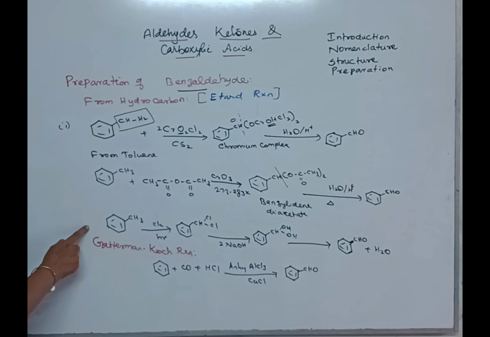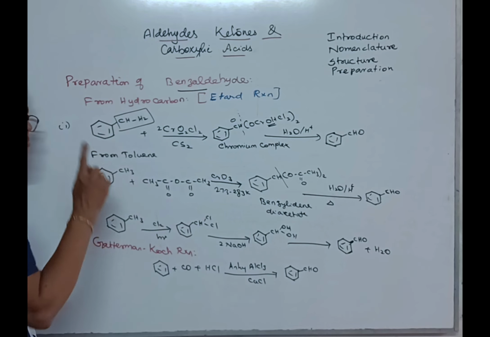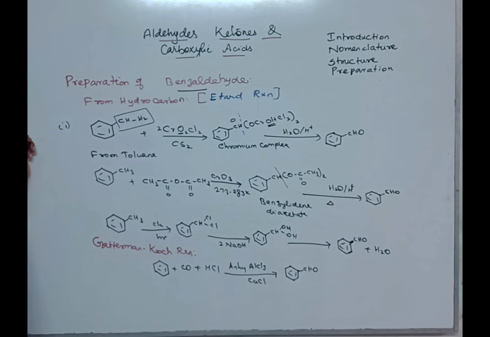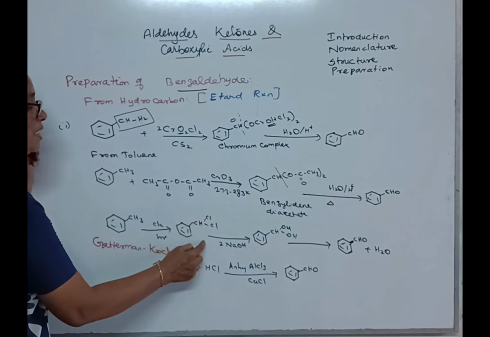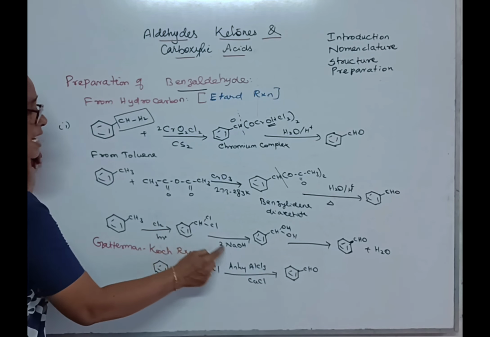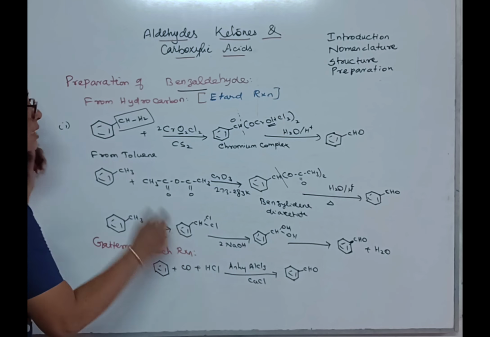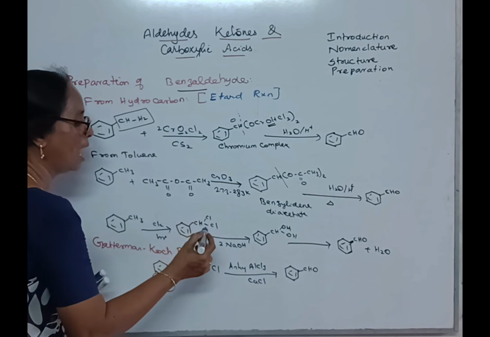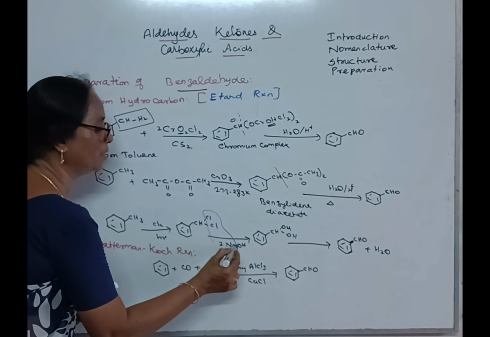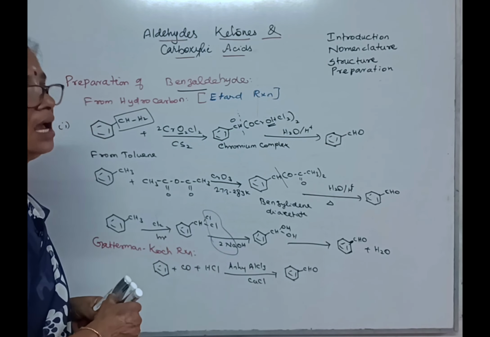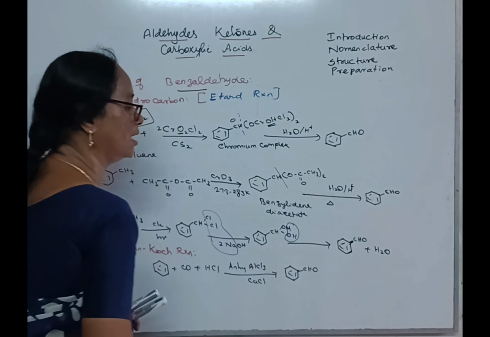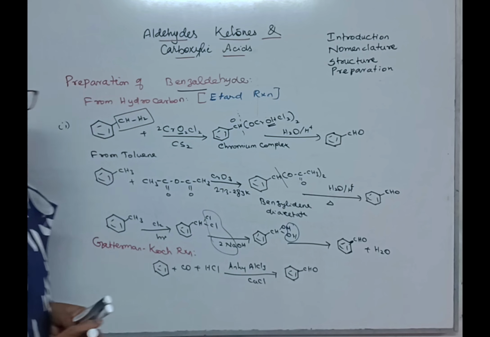Similarly, when toluene undergoes substitution reaction in the methyl group by halogen, we will get gem dihalide. When it is hydrolyzed by alkali, the 2 chlorine atoms can be removed as NaCl and we are having gem diol. This gem diol is highly unstable, so a molecule of water is removed, we are getting benzaldehyde.